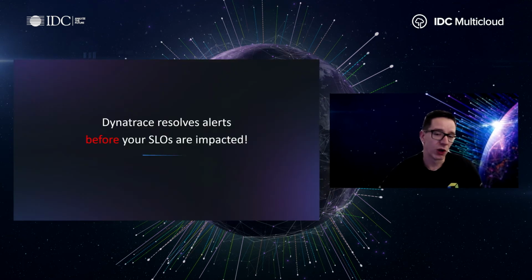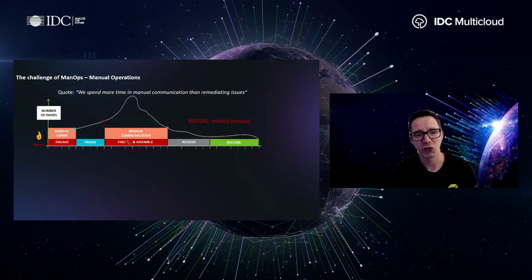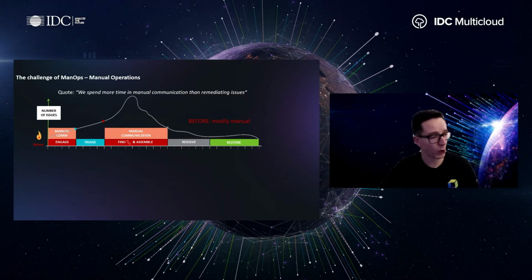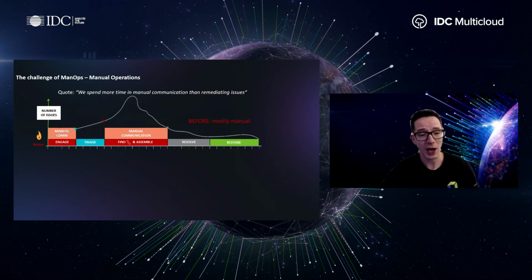So Dynatrace resolves alerts before your SLOs are impacted as well. Let's take a situation, and manual operations has a big challenge. The challenge is, well, we're spending most of our time in manual communication and not remediating issues. A lot of organizations have gotten really good at detecting a problem. You've got a platform like Dynatrace, which is the best in field at that, right? So we have that information.